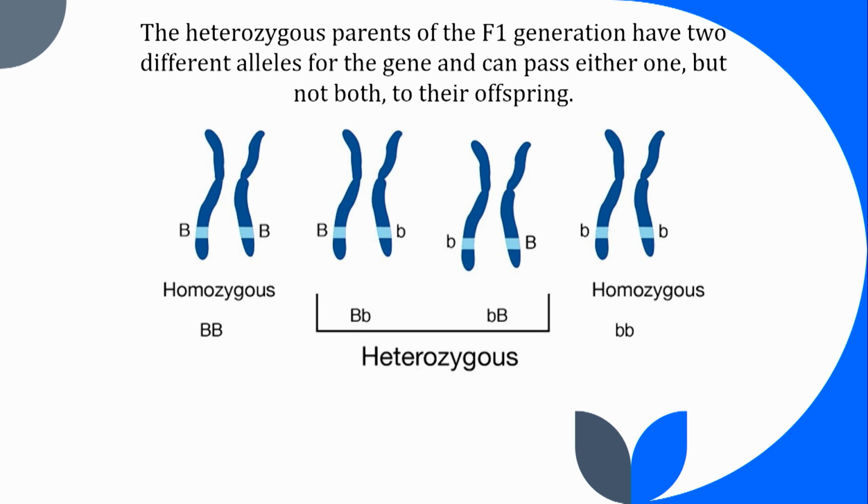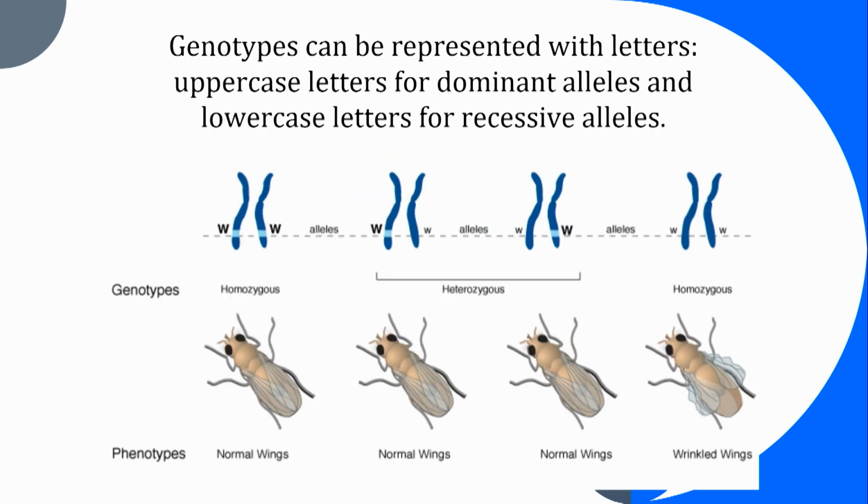Over here on the far left, we would call this homozygous, big B, big B. In the middle, these are heterozygous, because they have one capital letter and one lowercase letter. And far on the right, this is homozygous recessive, because they've got two little b's. But what's going on is you can only pass on one of these alleles to your offspring.